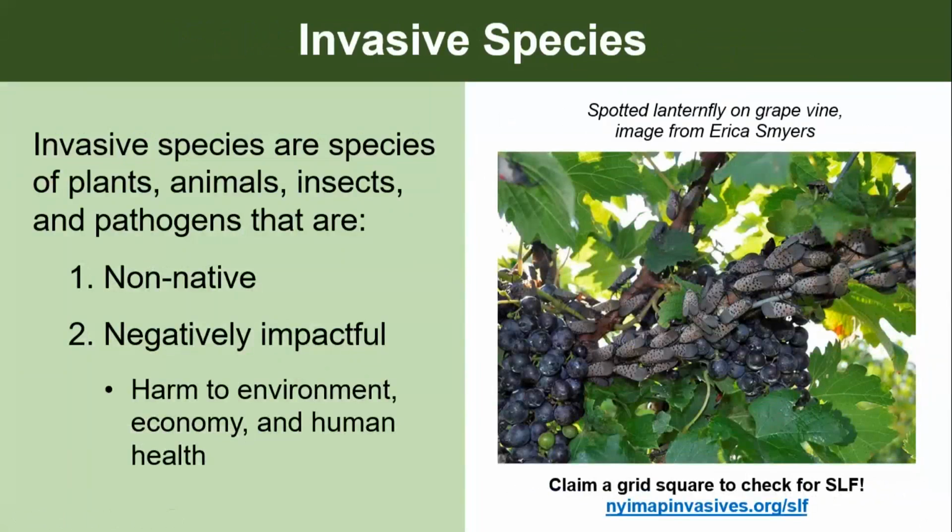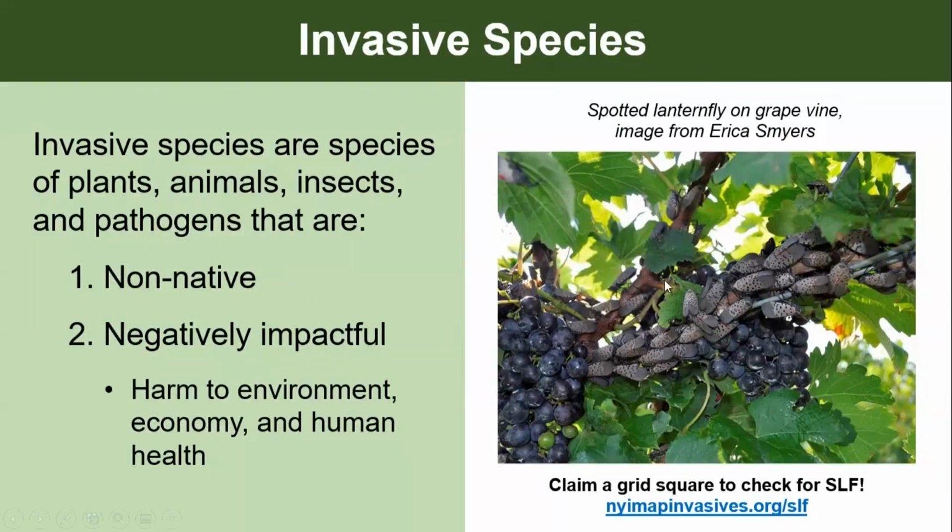And just so everyone's on the same page of what invasive species are, these are species of plants, animals, insects, or pathogens that are 2 things. So they have to be non-native, meaning they come from somewhere outside of New York. And they also have to be negatively impactful. So some sort of harm to the environment, the economy, or human health. A lot of invasive species check all of those boxes.